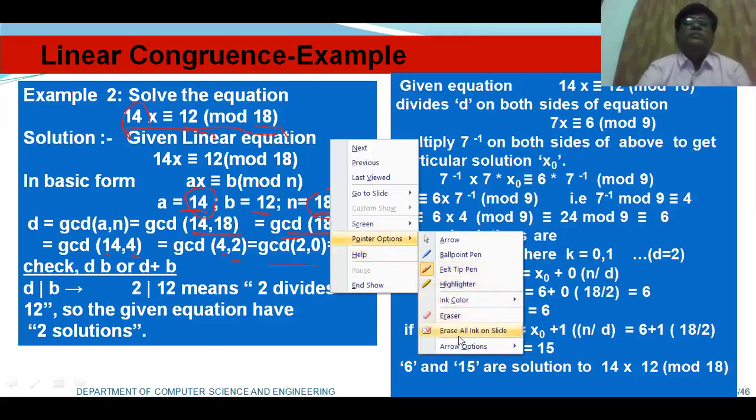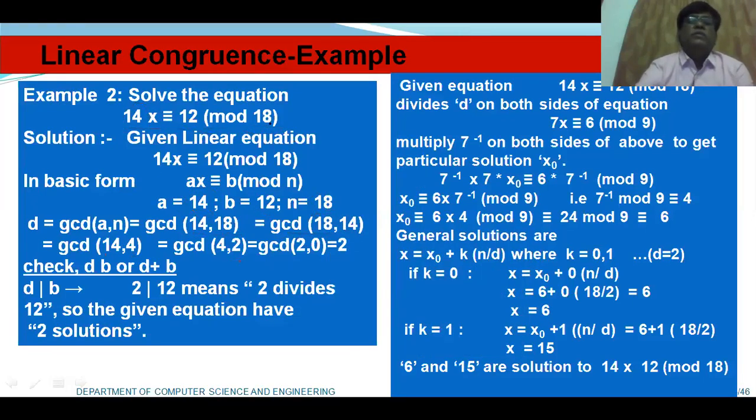Now check whether this equation has a solution or not by dividing b by d. Here b is 12. That's why 12 divided by the d value 2. So 2 divides 12: 2, 6, 12. That's why you can say this equation has two solutions, d solutions. That means two solutions. How to find them? First, find the particular solution.